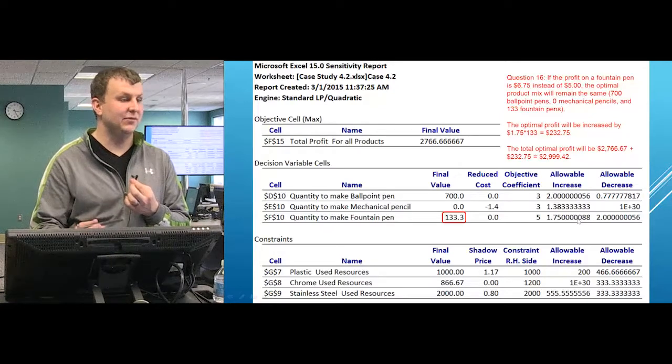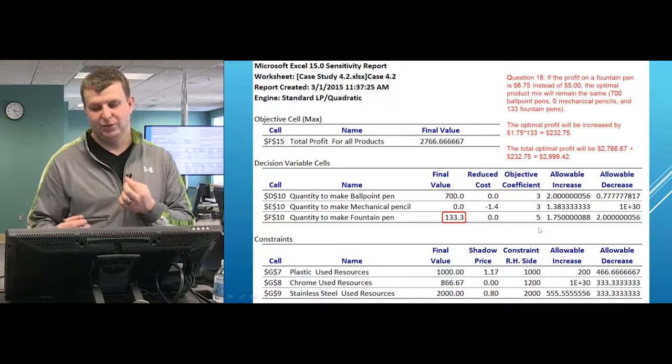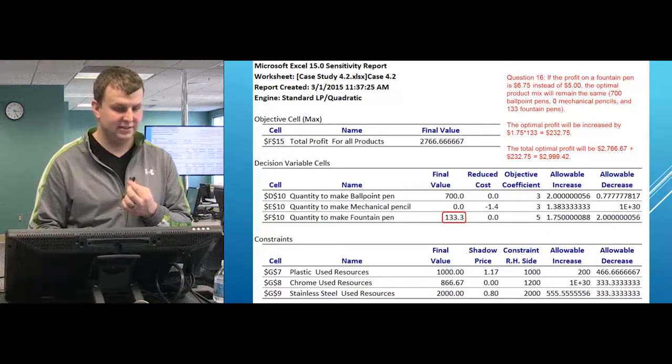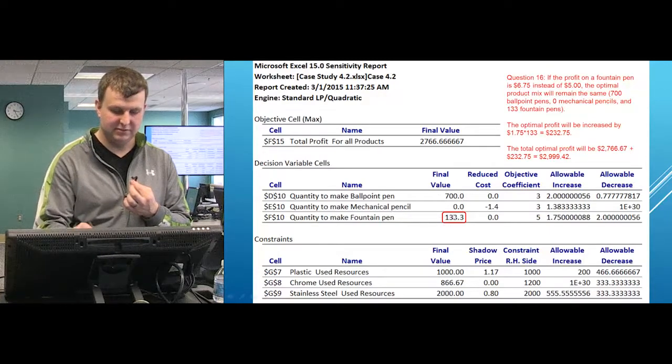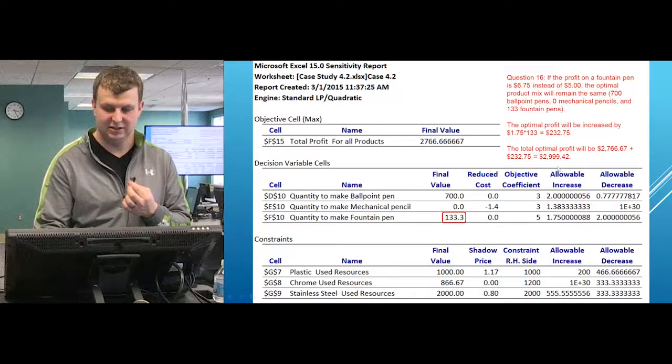If we added another penny, if we made it $1.76, then it would change our solution. But in this case, the $1.75 is within that allowable increase. So we would keep the same profit mix, or same final value, the same mix of manufacturing. We just would make more money on one of them, so it would increase our total profit slightly.